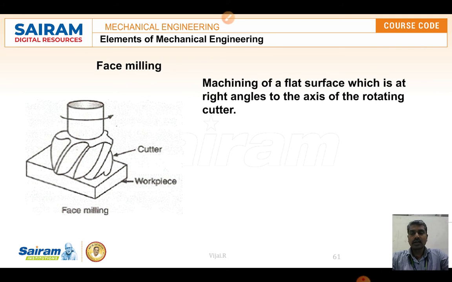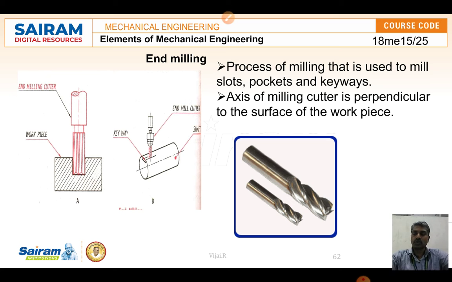Another one we can see is face milling. Face milling is the one where we can make a flat surface that is at a right angle to the axis of the rotating cutter. The spindle is vertical and has the rotating cutter, and now we can make the flat surface of the object with the help of the perpendicular axis. When the cutter is rotating perpendicular to the surface of the workpiece, the operation is called face milling. We can create a flat surface on the face of the workpiece.